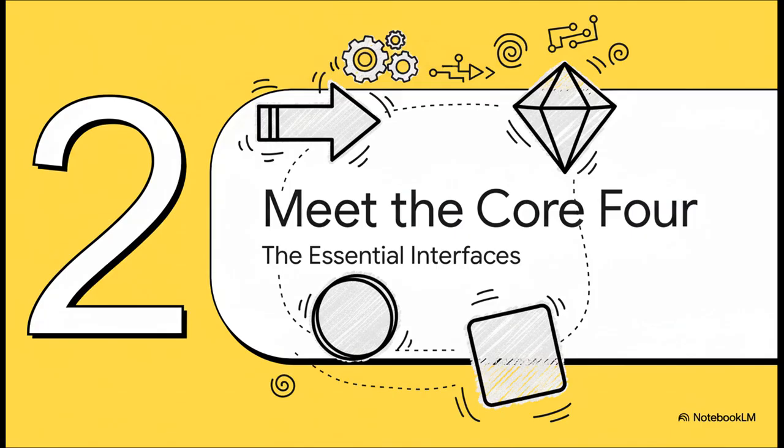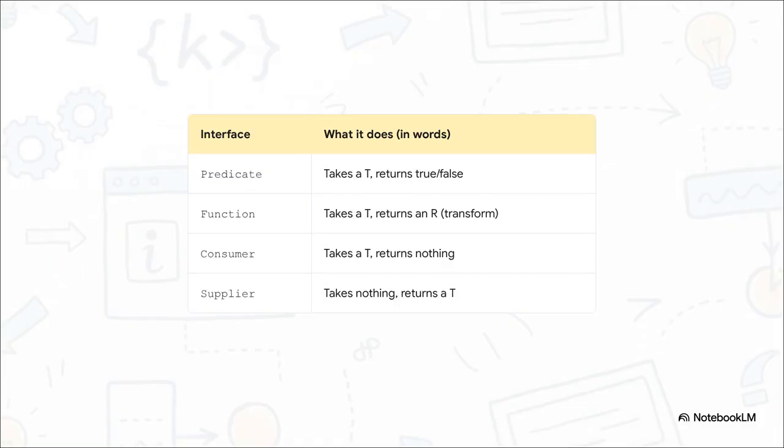Okay, so this toolkit has a bunch of different pieces, but here's the good news. You can get incredibly far. You can do most of what you'll ever need by just mastering 4 of them. Let's call them the core 4. These are the absolute must-knows for any Java developer today. And here they are, the superstars of the show. We've got the predicate, which is for asking yes or no questions, the function, which is all about transforming data, the consumer, which performs some kind of action, and the supplier, which just provides values.